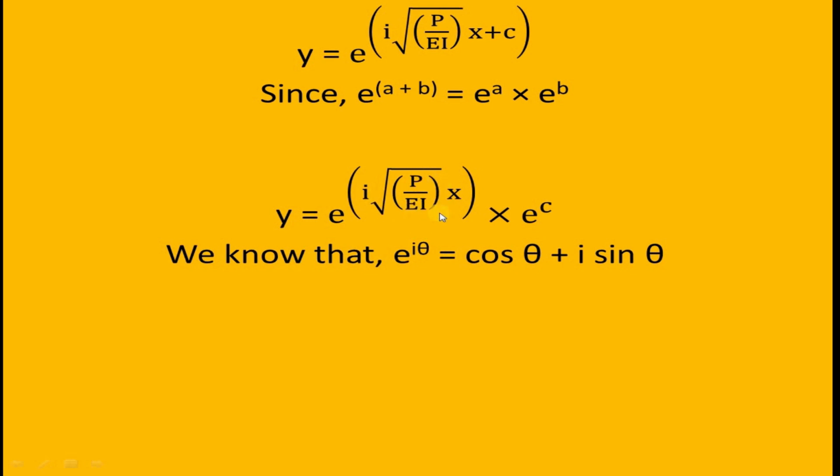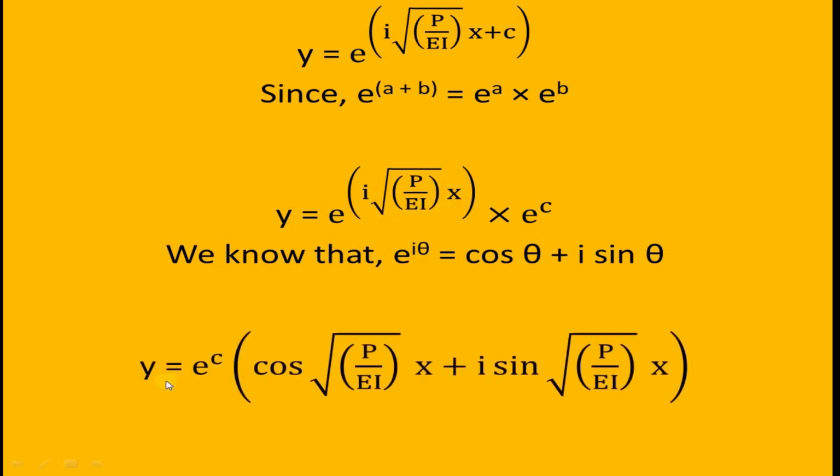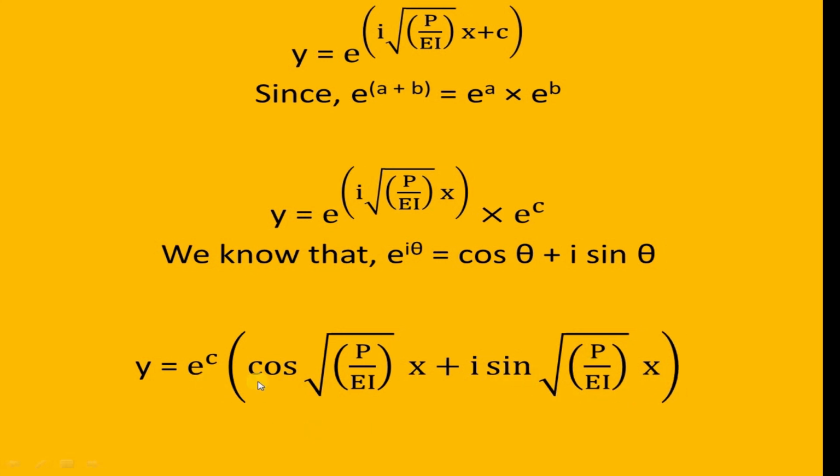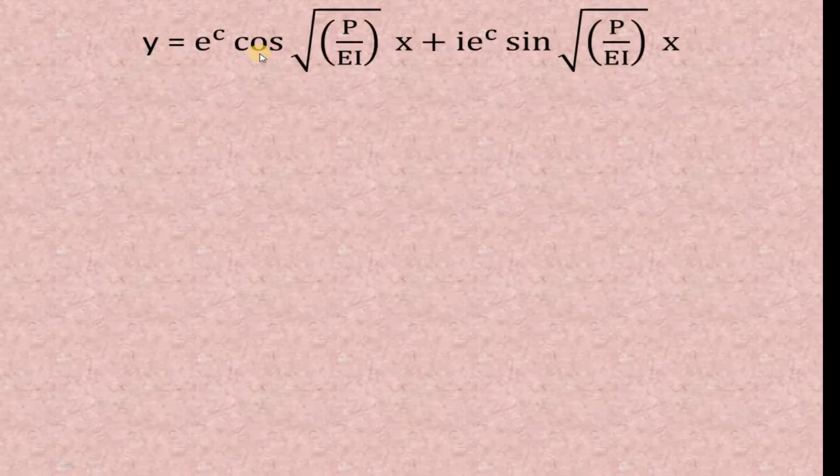Okay. So the next step will be y is equal to e power c into cos square root of P by EI x plus i sin square root of P by EI x. In this RHS, e power c into cos square root of P by EI x is e power c cos square root of P by EI x, and e power c into i sin square root of P by EI x is i e power c sin square root of P by EI x. Okay. So the next step will be y is equal to e power c cos square root of P by EI x plus i e power c sin square root of P by EI x.